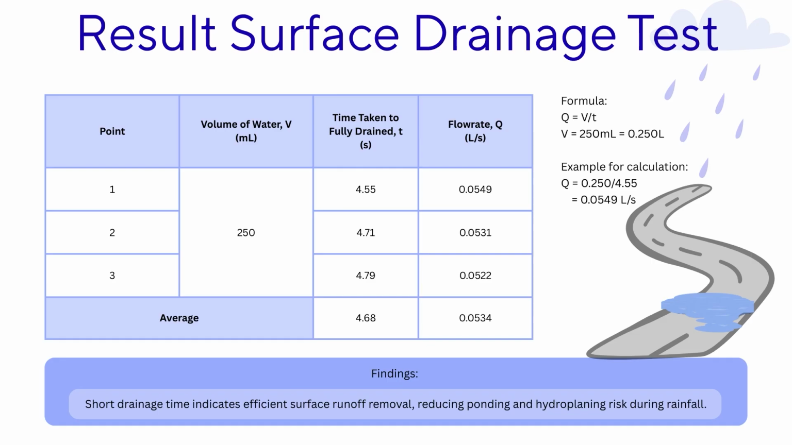Okay, so for the calculation of flow rate, we use the equation Q equals V over T, where V is the volume of water, which is 250 ml, and T is the time taken for the water to fully drain. And from the results, we find that a short drainage time indicates efficient surface runoff removal, reducing ponding and hydroplaning risk during rainfall.